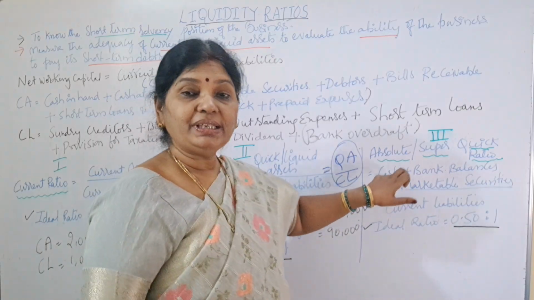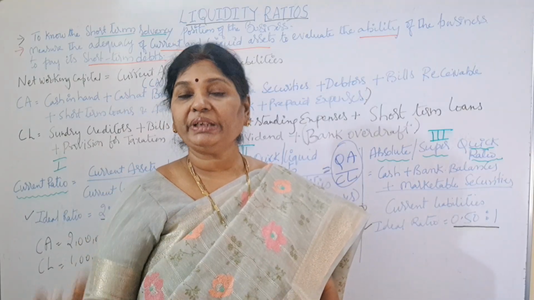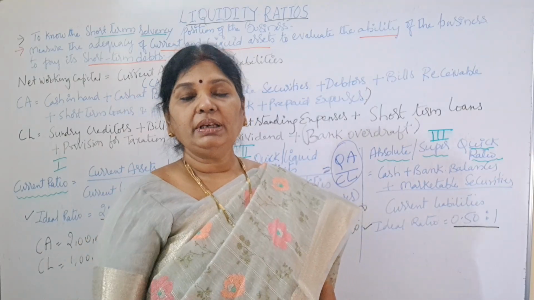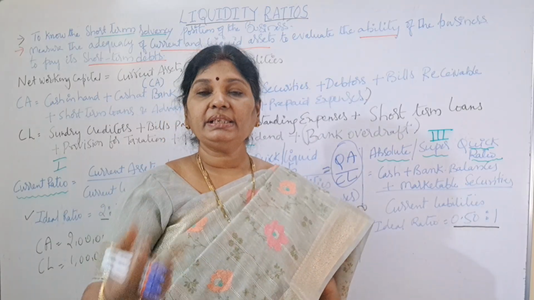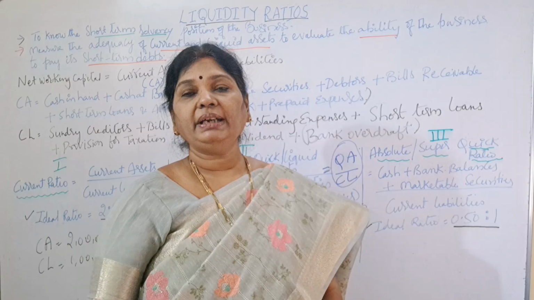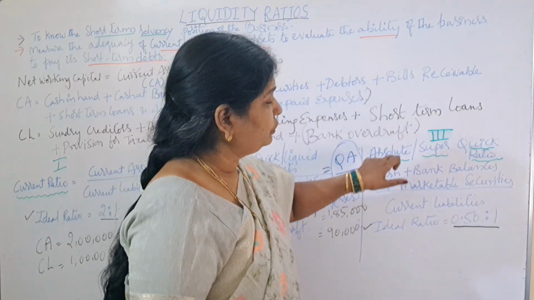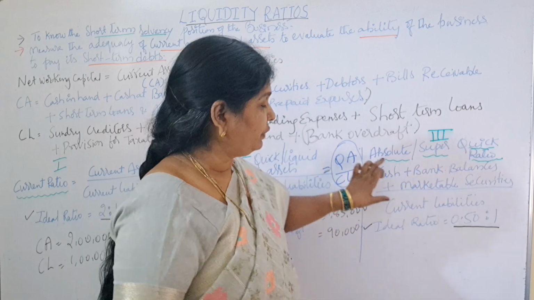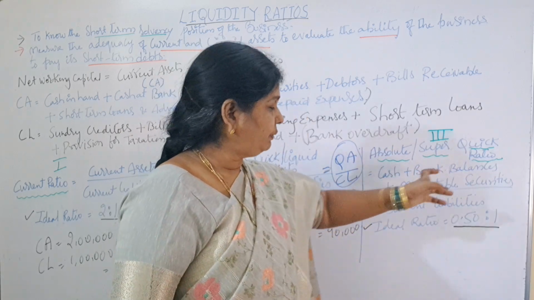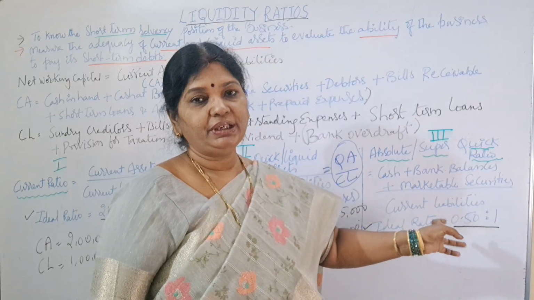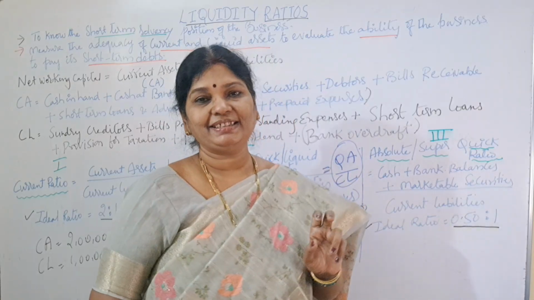Next, marketable securities, which we can sell immediately in the market, which we can convert into cash very quickly. Say for example, if I have shares in companies, I can sell them easily through Groww or some other app and convert that into cash very quickly. So for the absolute or super quick ratio, we consider the cash amount, bank balance amount and marketable securities amount. We'll take these three amounts and divide that by the current liabilities.